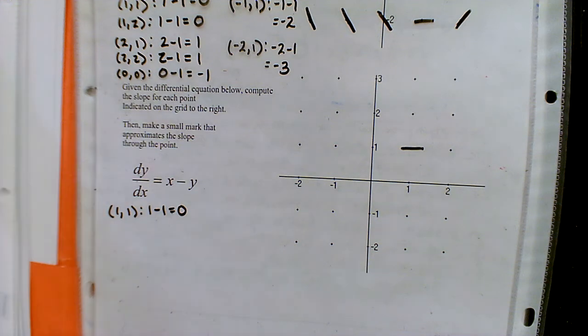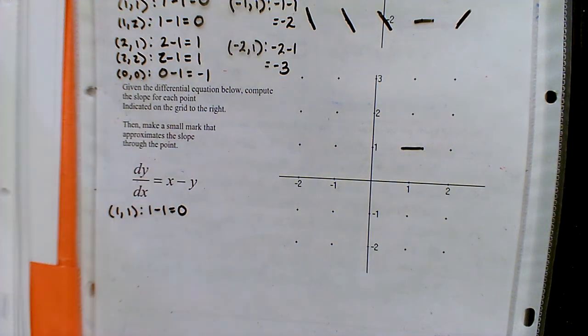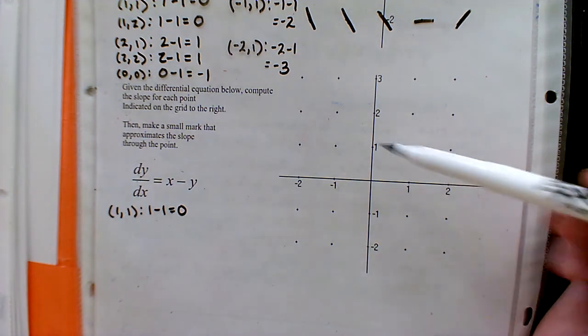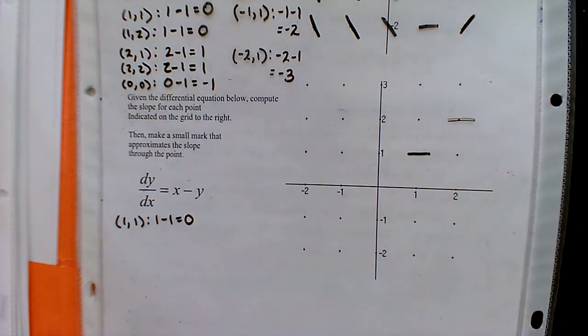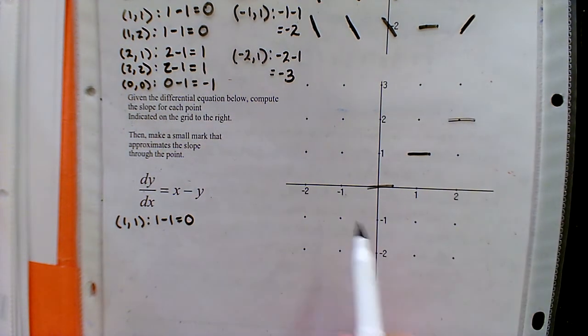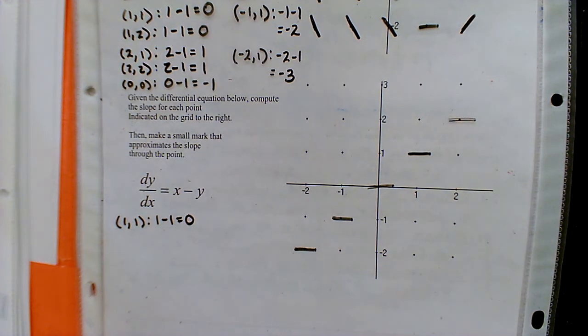For instance, when I first look at this, the first thing I notice is whenever x and y are exactly the same number, isn't that always going to have a slope of 0? Right? So 1, 1, slope of 0. 2, 2, slope of 0. 0, 0 is 0. -1, -1, 0. -2, -2, 0. So there's kind of that diagonal pattern that Vinny probably noticed.